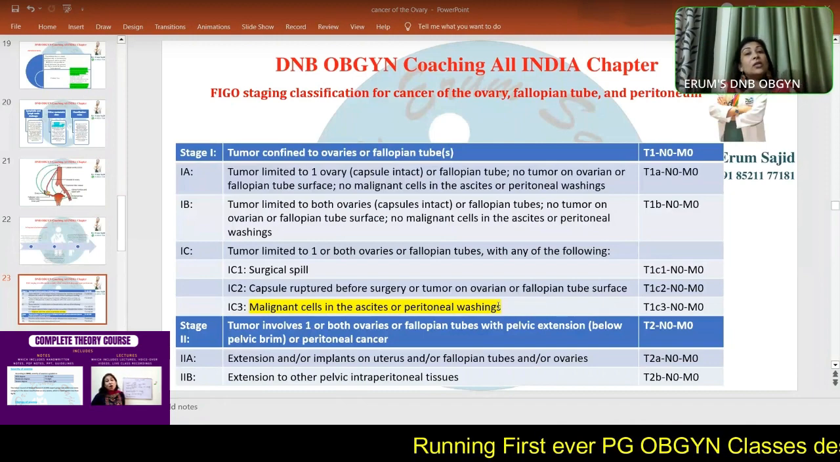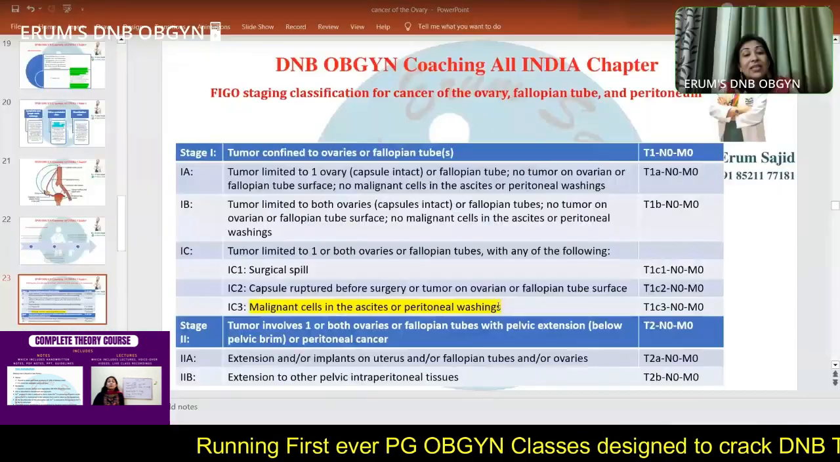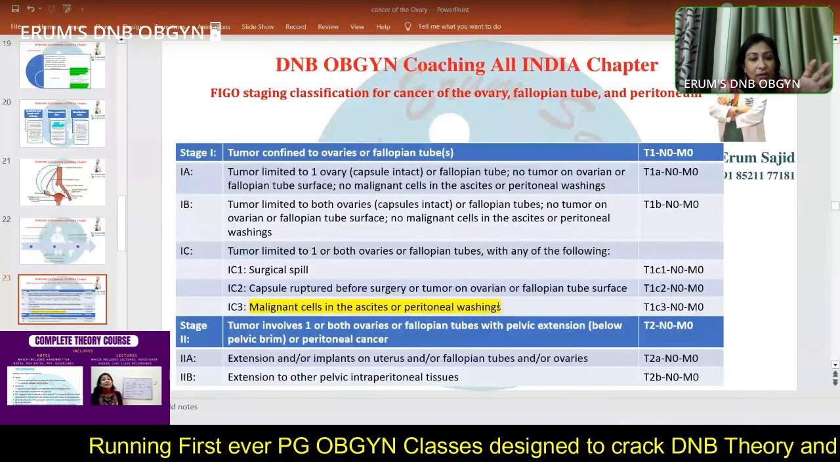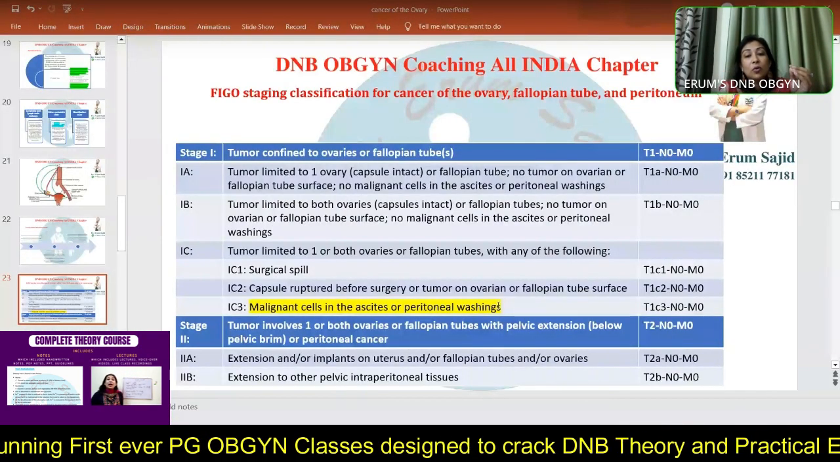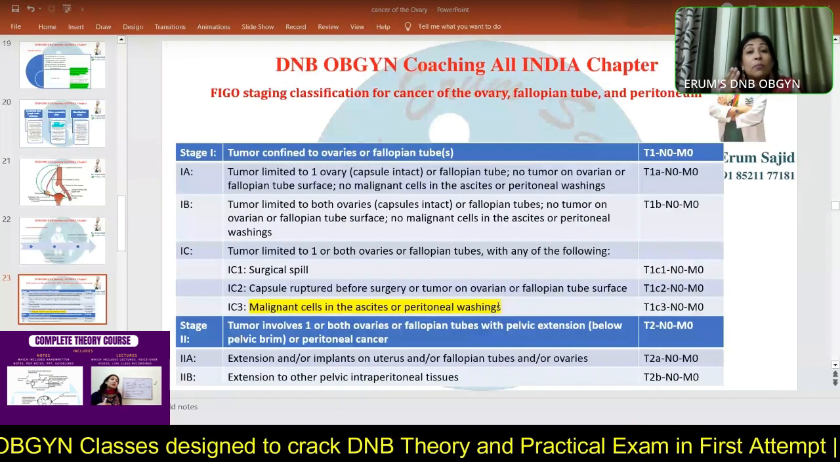Retroperitoneal lymph nodes and stuff. So stage 1 was only to the ovaries. Now what about stage 2? Stage 2 says, okay, one tumor involves one or both of the ovaries, but with pelvic extension or peritoneal cancer.